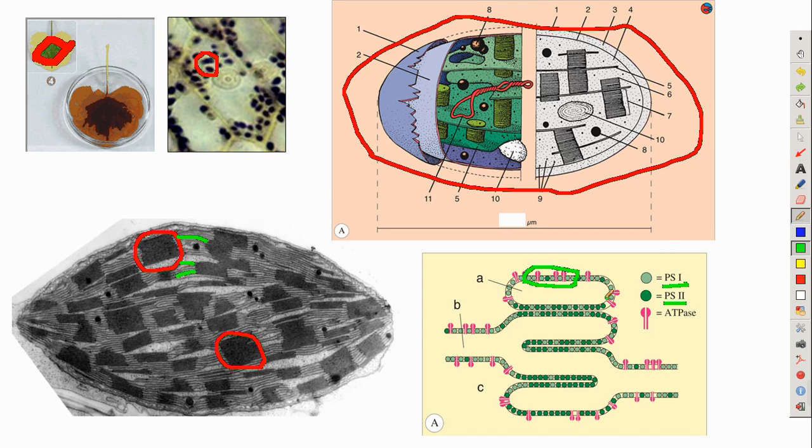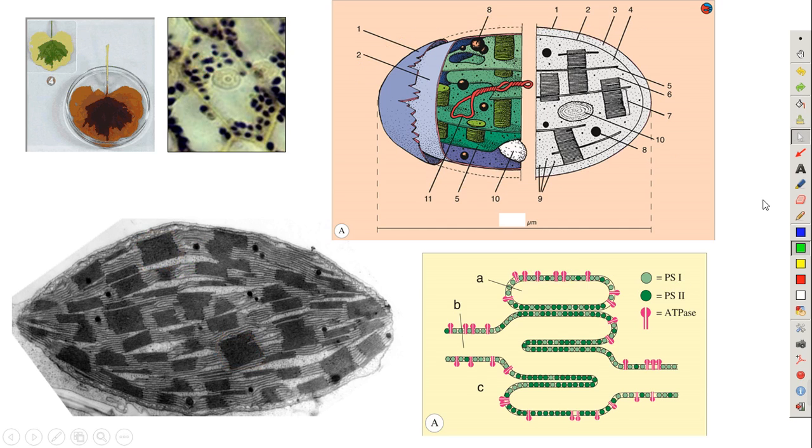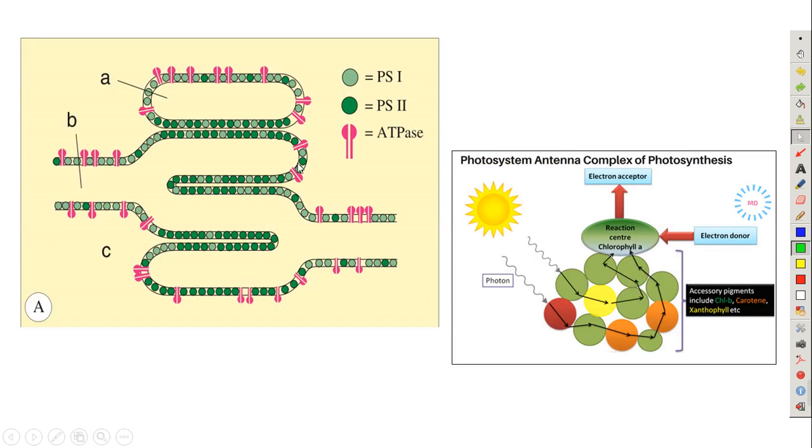Okay, let's just zoom on these photosystems. I'm just going to move to the next slide. So in these photosystems we have different pigments organized in an antenna with the various pigments, chlorophyll B, carotene, xanthophyll, and a reaction center which is made of a chlorophyll A.